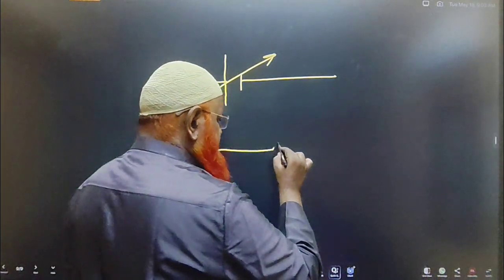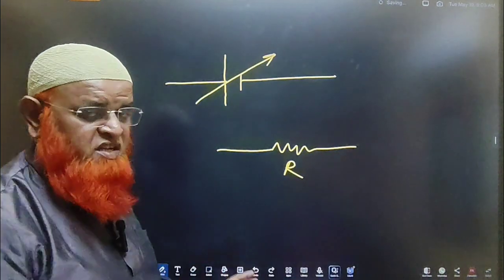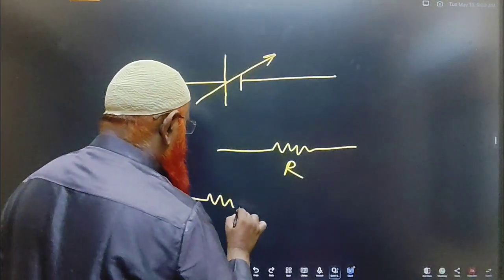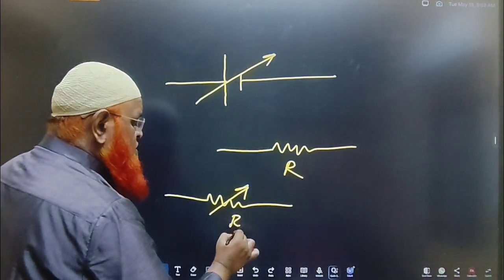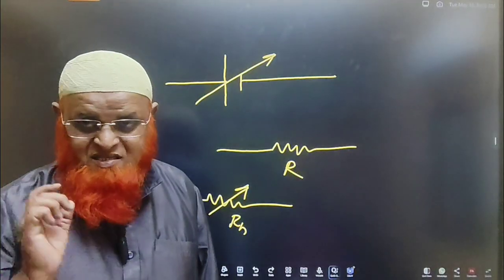There is one resistance like this. It is a resistance R, called a fixed one. There is another resistance in which there is an arrow. It is called a rheostat. It means it is a variable resistance.